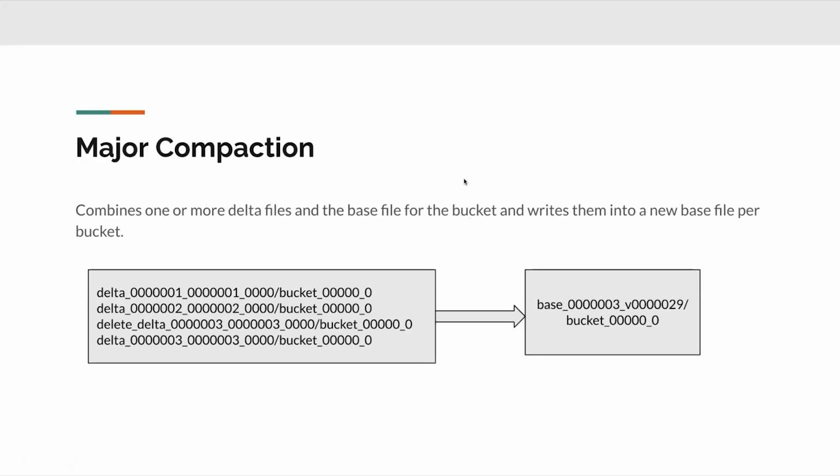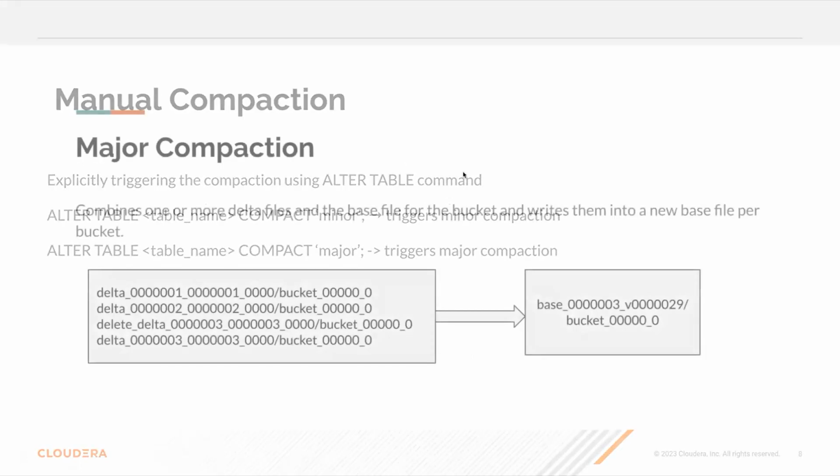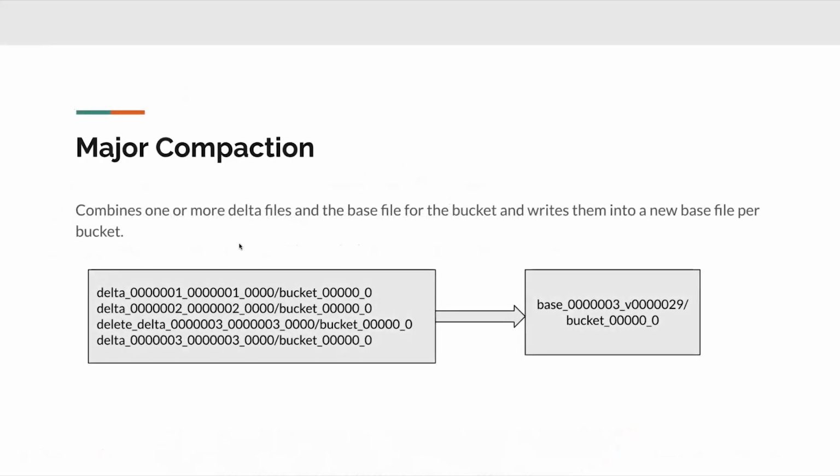And as for major compaction, here this combines all the delta files and delete delta files completely together and writes into a single base file. And the base file naming will be the highest write ID. So this 3 is the highest write ID, so it takes the 3 highest write ID. So until 3, all the data will be present here.